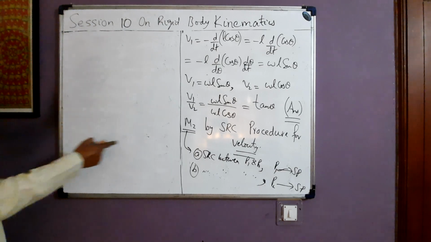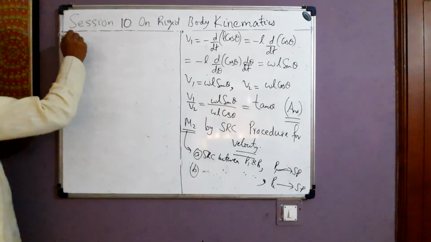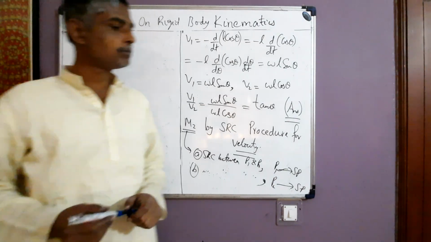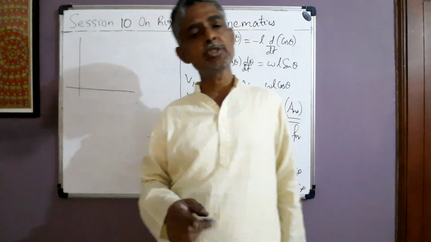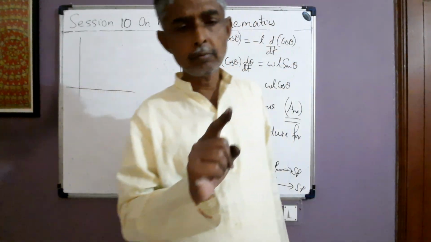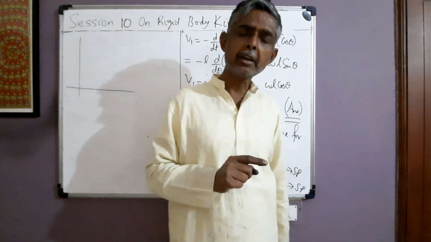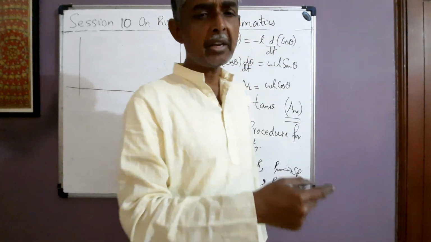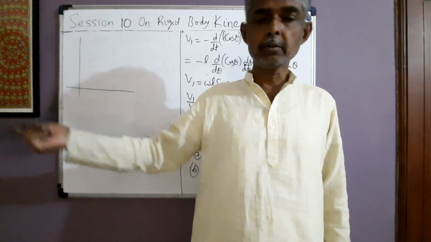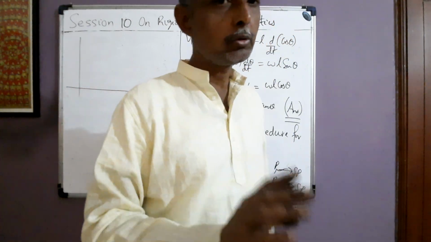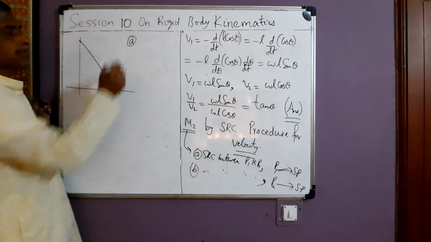Alright, so we take method 2 part A. We take P1 to be the SP. As I discussed in the 8th video, while applying the SRC procedure for velocity, the velocity of at least one of the points, SP or OP, should be known. It is not necessary that we take only the point whose velocity is known to be SP. We can take the other point, whose velocity is unknown, to be SP. But then the other point's velocity should be known.